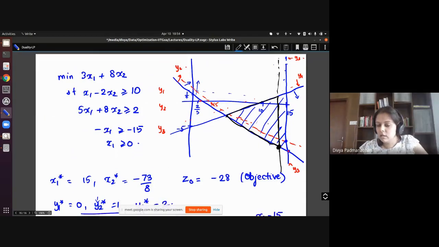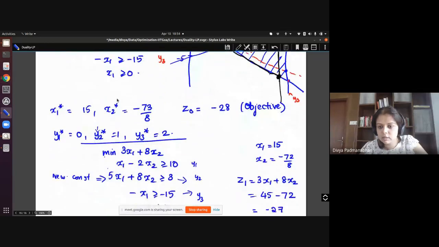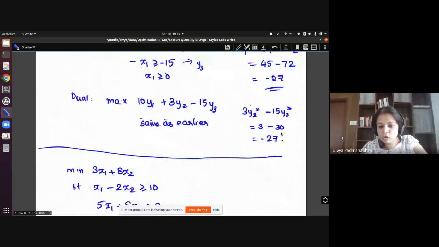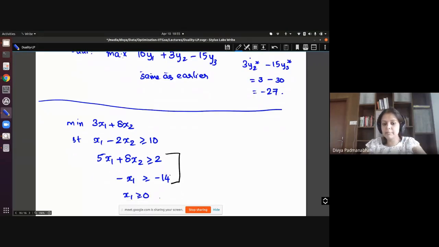I hope this is clear, what I'm doing here. Please stop me if there are any questions. Now if you look at the optimum, it's again going to be at the meeting point of these two, if they were equalities. So that would give x1 is 14. And what would x2 be? Can somebody tell me?